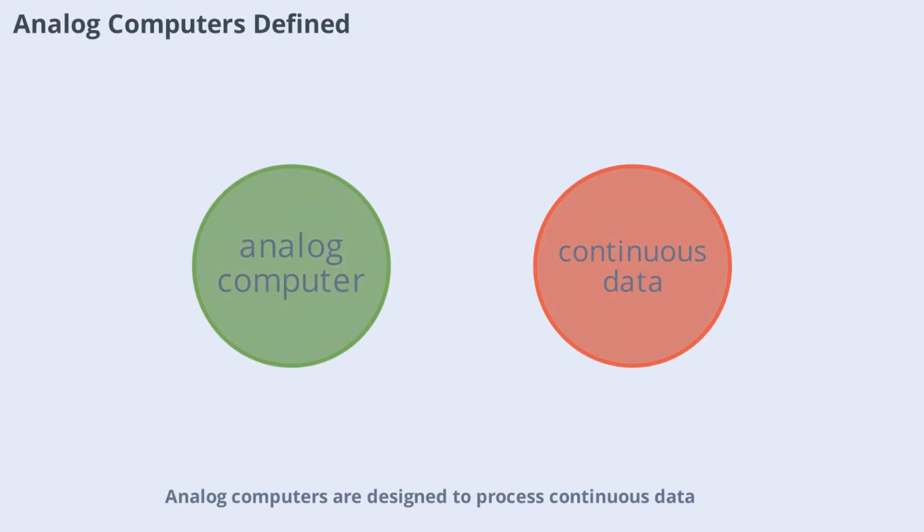Analog computers are designed to process continuous data. This means they can handle information that changes smoothly over time, like temperature, speed, or pressure. Instead of using numbers, analog computers represent data as physical quantities, such as electrical voltage or mechanical movement. These computers are especially useful for simulating real-world systems, like weather forecasting or flight simulation. Let's look closer at how analog computers work and where you might find them.